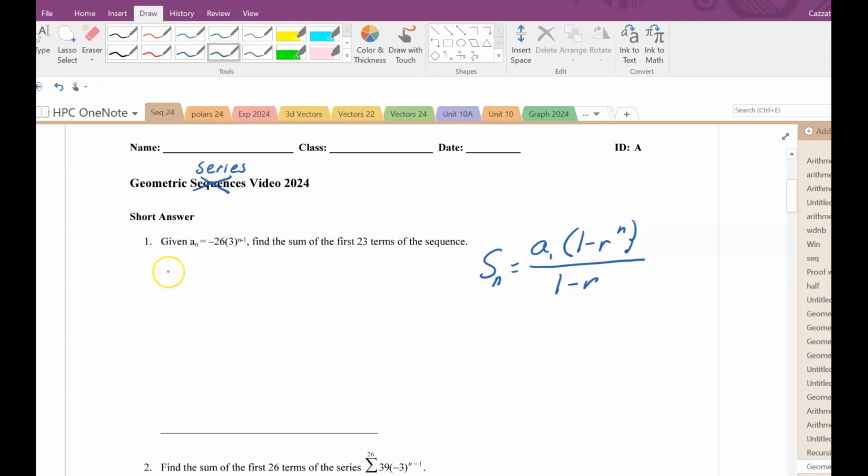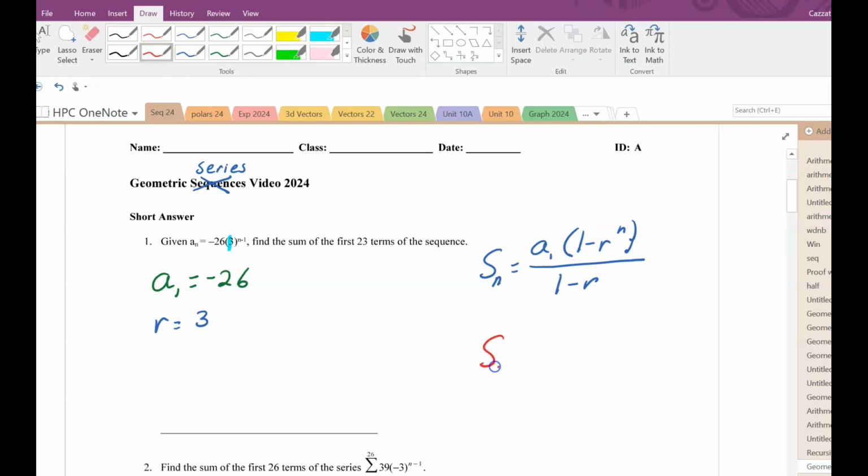So in order to do problem number 1, the first thing we're going to do is find the first term. So I have to find a1. Plugging in, a1 is negative 26. And the ratio is equal to 3. So it's that 3 there.